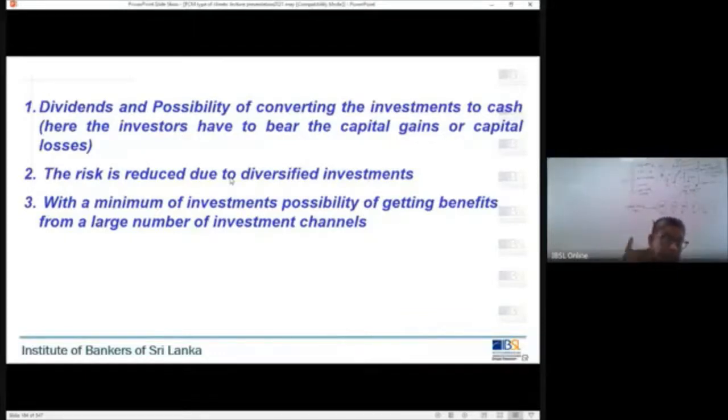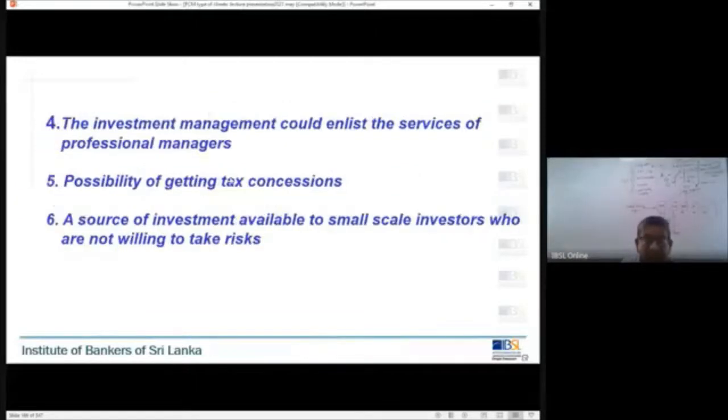Last year, in the budget, the government made the income tax exempt. The income generated from dividends was announced as tax free, just to promote unit trust. Then you could enlist the services of professional managers, and there is the possibility of getting tax concessions. This is very good for small scale investors.